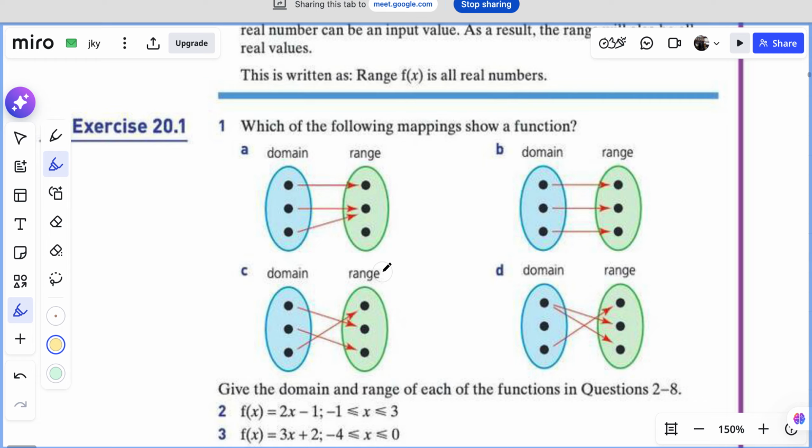Remember where we are going. We want to find the inverse of the original function, this one. Then the next thing is to make y the subject. Rearrange the equation to make y the subject. That's the next thing to do.